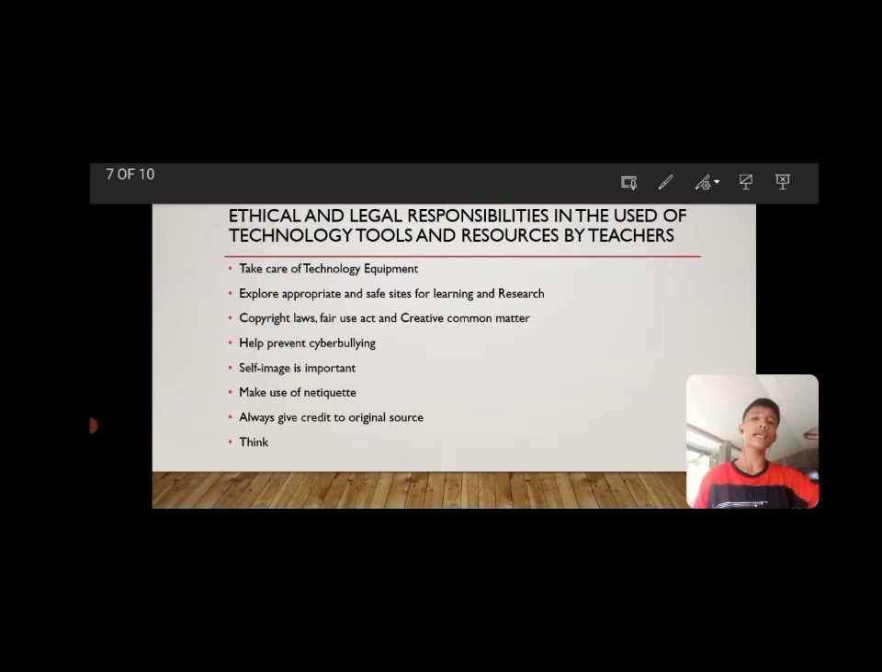So next is always give credit to the original source. So this time students must learn about the importance to give the respect of others' information or ideas, to give citation or references, the same as the copyright laws.